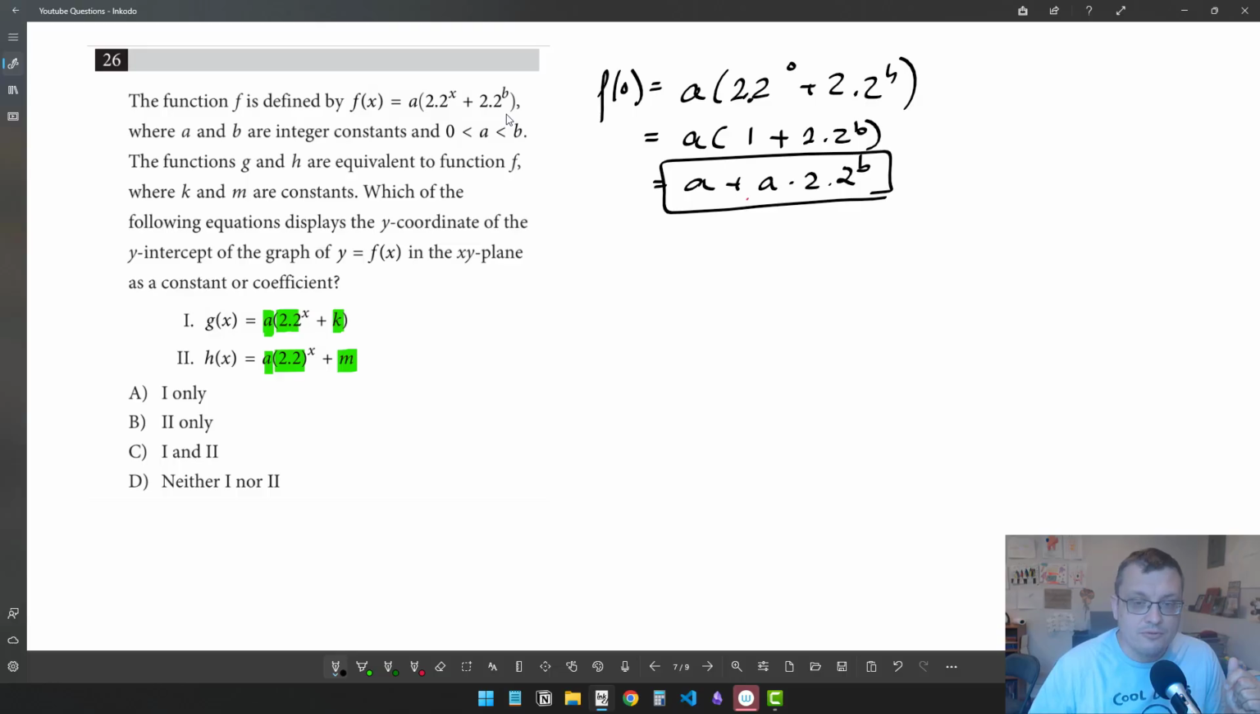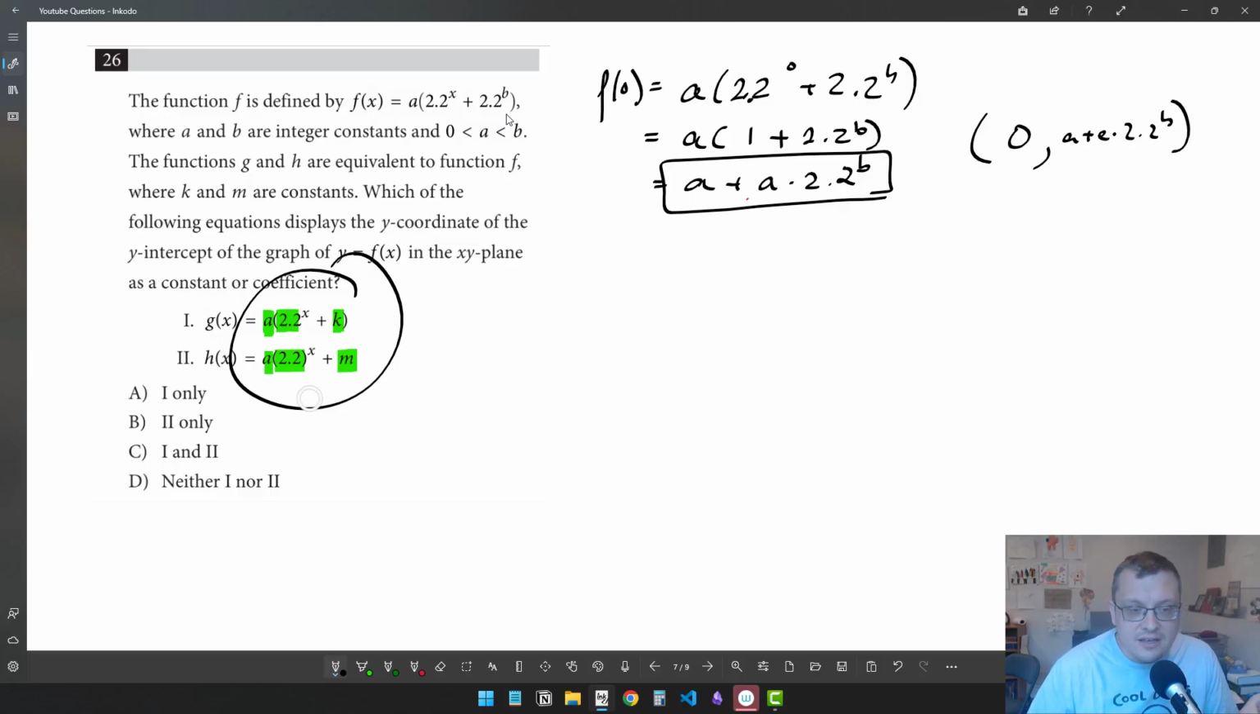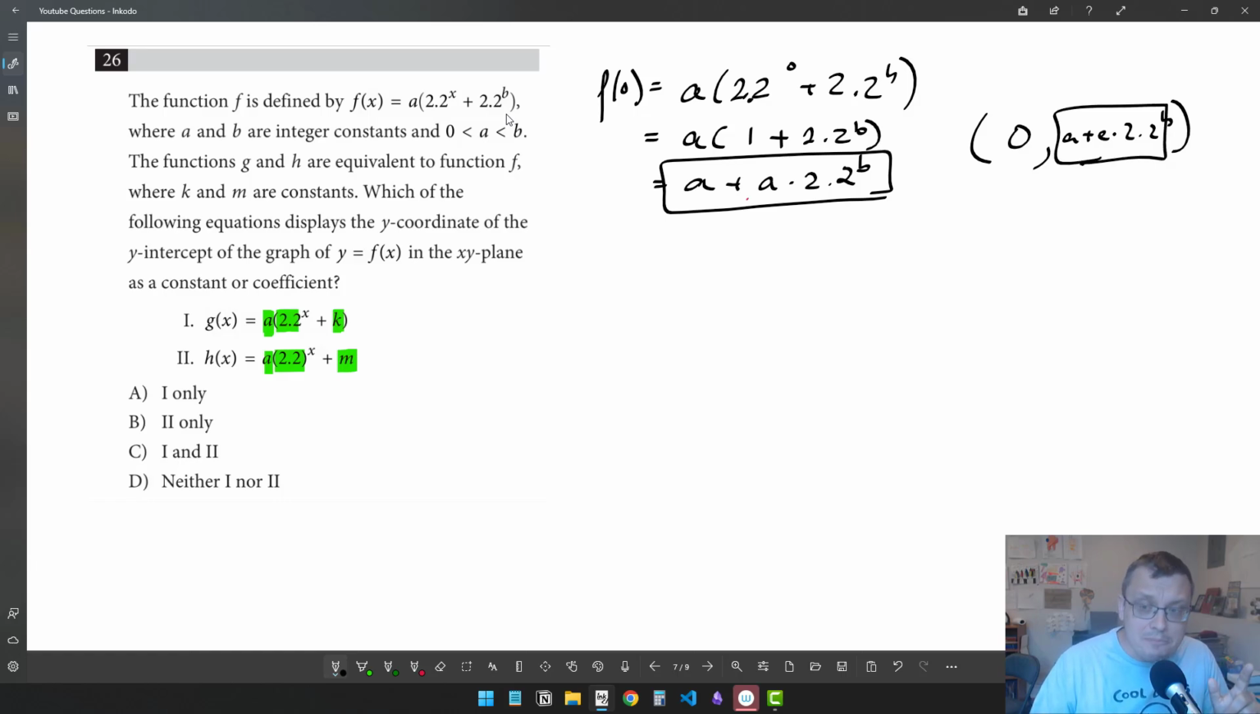So this is our y-intercept, right? Again, we don't know the value of a and b here, but this is some y value, 0, comma, a plus a times 2.2 to the b. And now I need to go to the choices and see which of these, if any, have a value that is equivalent to this. Now, at first glance, it doesn't seem like I see anything like this. I don't even see a b here, but this is where the k and the m come into play. Maybe, depending on the value we select for k and m, we'd be able to recreate this value as a constant or coefficient in the equation. But again, we literally have to see this. I need to see something like a plus a times 2.2 to the b in the equation.